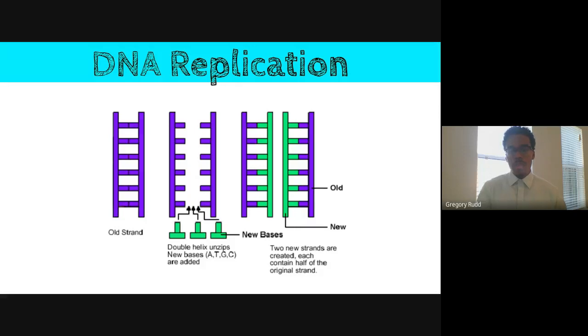Okay, so this is what the process looks like. Essentially, we've got a ladder, right, which is basically what DNA is. It's a ladder that's twisted into a spiral called a double helix. We cut the ladder in half, we split it up. Then we come in and we add new rungs and new backbones to the ladder. Now we should end up with 2 ladders. Each one has half of the old ladder and half of a new ladder. This is a really simplified version, but this is basically the process.